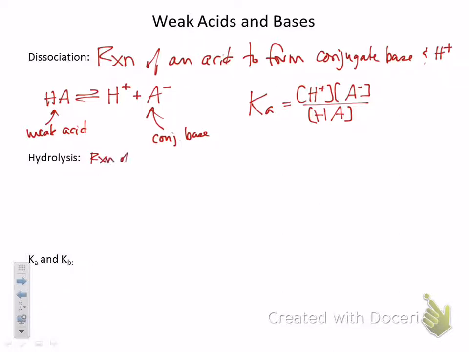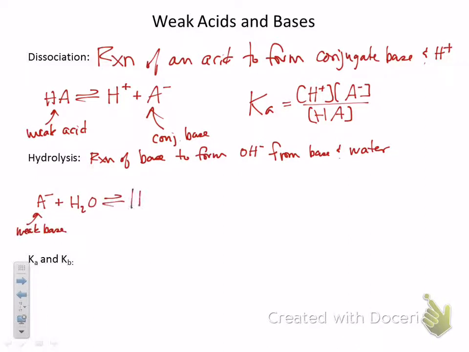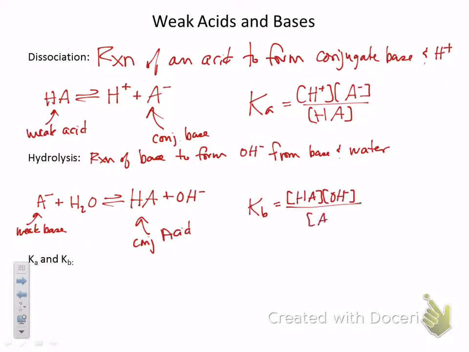Then for base hydrolysis, we're going to write the reaction for the base to form hydroxide from the base and water. Remember that when we're dealing with acids and bases, we always have water available to us because we're always talking about aqueous systems. So when we need to, we can just call on that water as an available reactant or product to allow us to balance our reactions.